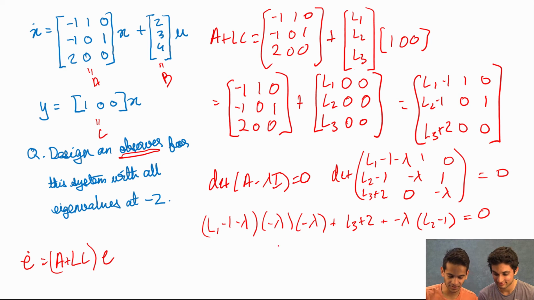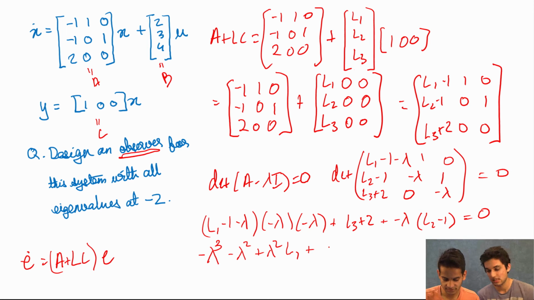Okay. So here we end up with minus lambda cubed plus lambda squared times 1 minus lambda squared. I was going to say plus lambda squared times L1 minus 1. Or you can do 1 minus L1. Whatever, because we have to do component matching at the end anyways. Plus lambda squared L1 plus, since we need to do component matching, we should just keep them all together. Cool, that works.